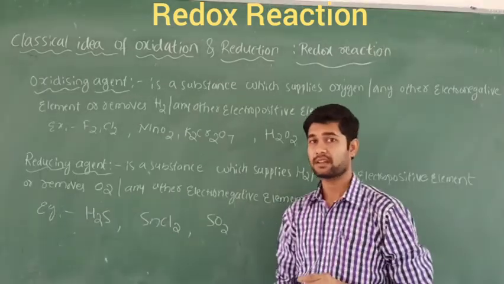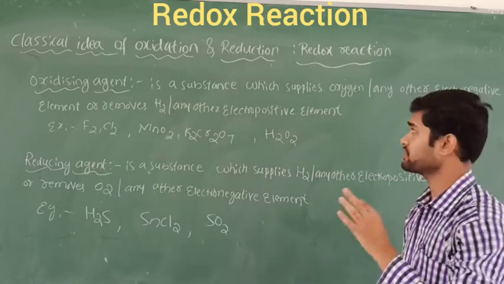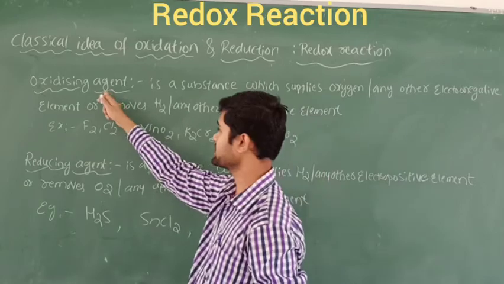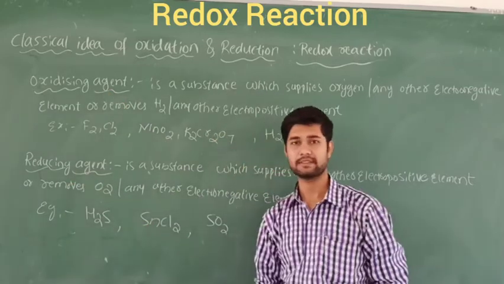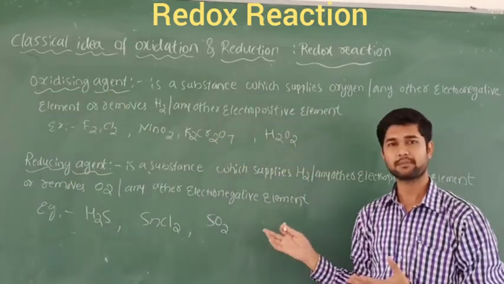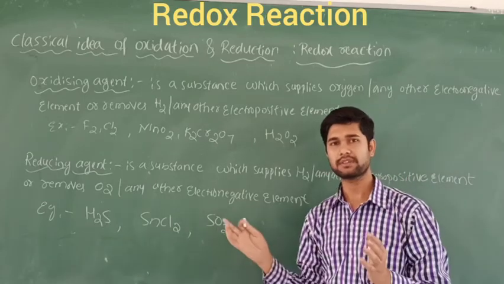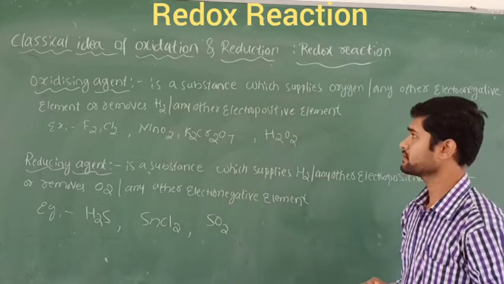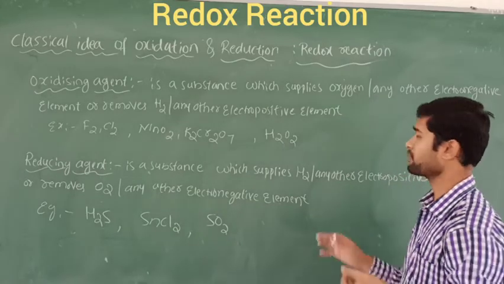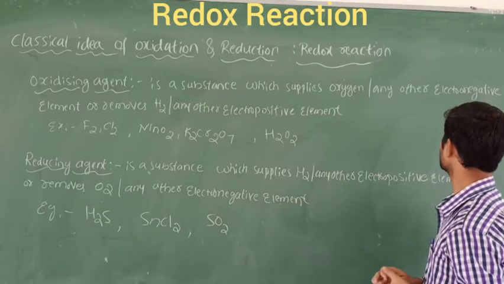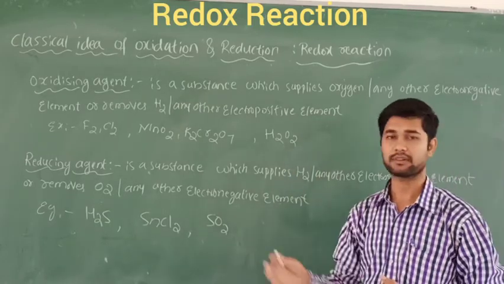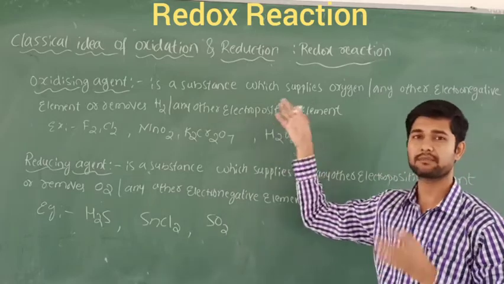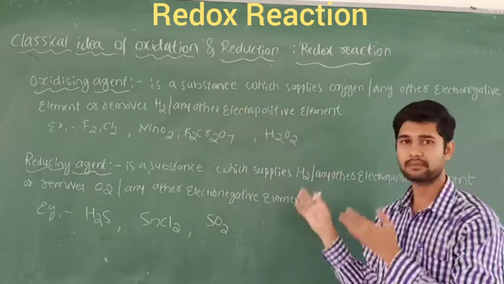Based on the classical idea of oxidation and reduction, we are going to define some terms, called oxidizing agent as well as reducing agent. These are not separate topics; they are included in oxidation and reduction only. So let's take a definition here. An oxidizing agent is a substance which supplies oxygen or any other electronegative element, or removes hydrogen or any other electropositive element. This definition is similar to oxidation, and this definition is similar to reduction.